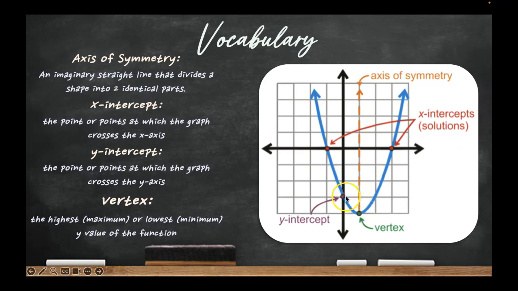The other characteristic is your y-intercept. It's wherever your function crosses the y-axis, as you can see here. And the other characteristic is your x-intercepts, wherever your function crosses the x-axis. Hence, intercept the x-axis. But remember, x-intercepts can also be your solutions. They can also be your roots. They can also be your zeros. Those are all different ways of saying x-intercept.